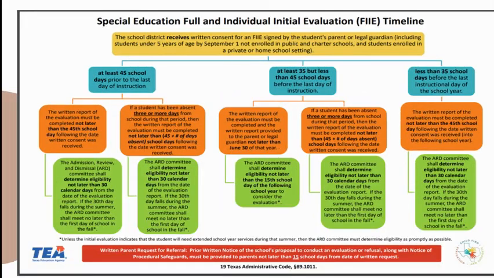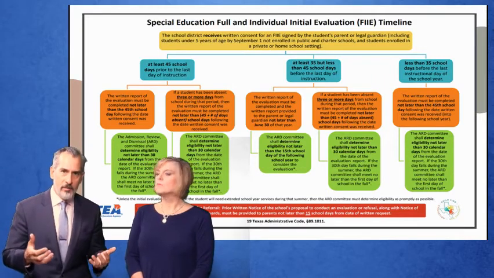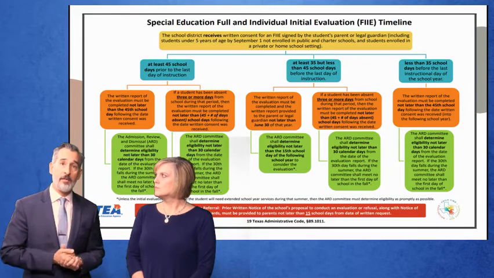There are also rules in place in Texas that say that if the school district receives consent with less than 45 school days in a school year, but more than 35 school days in that same school year, the school district can adjust the timeline and have the evaluation report completed in the summer, but no later than the first day of the next school year. So you can see that these timelines provide for some flexibility depending on what time during the school year the parent gives written consent for the student to be evaluated.